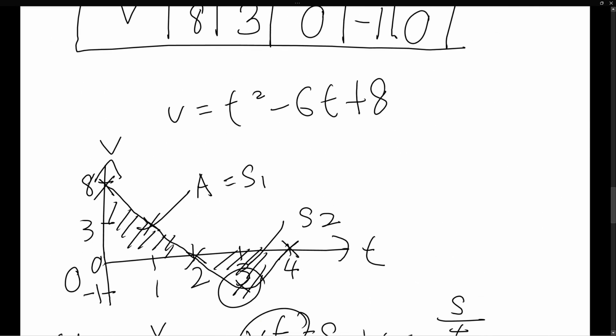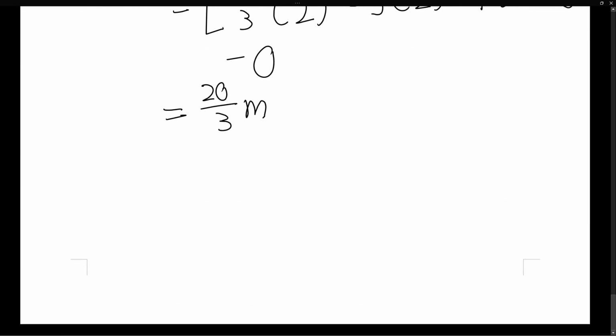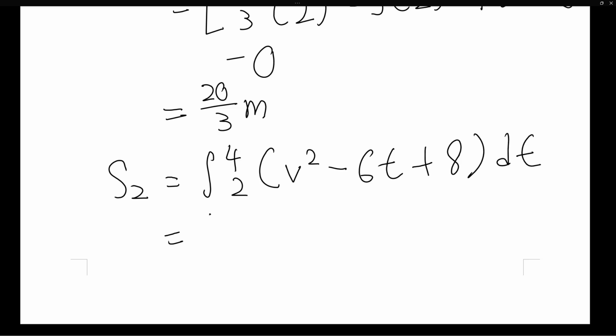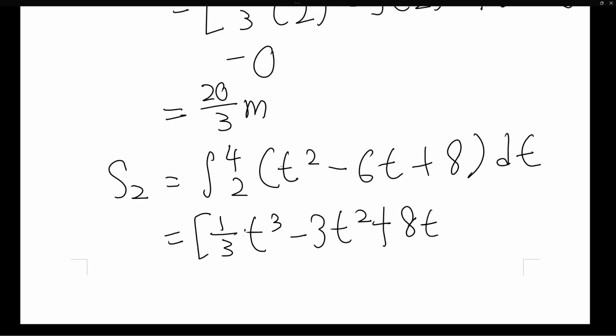This is the first part, and now we're going on to 2 to 4, which is this part down under the graph, under the x-axis. So we write S2 equals integrate from 2 to 4 of t squared minus 6t plus 8 dt. Again, you do the same thing. You get 1 over 3 t cubed minus 3t squared plus 8t. Same thing.